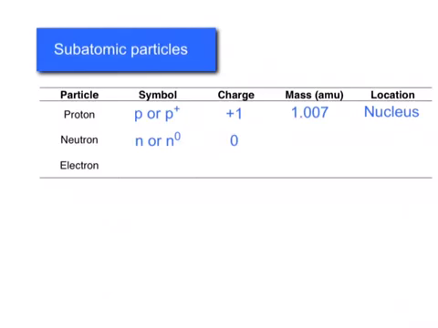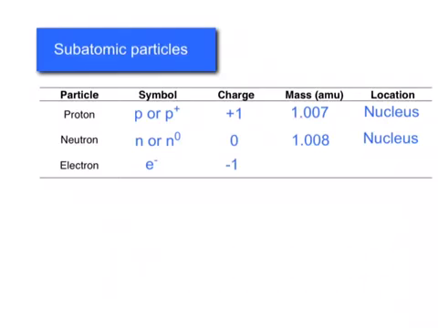And the mass of a neutron is very close to that of a proton. It's 1.008 atomic mass units. And it's also located in the nucleus. And then the last subatomic particle is the electron. The symbol for the electron is an e with a little minus, and that's the symbol I'll use most often. That one has a -1 charge.